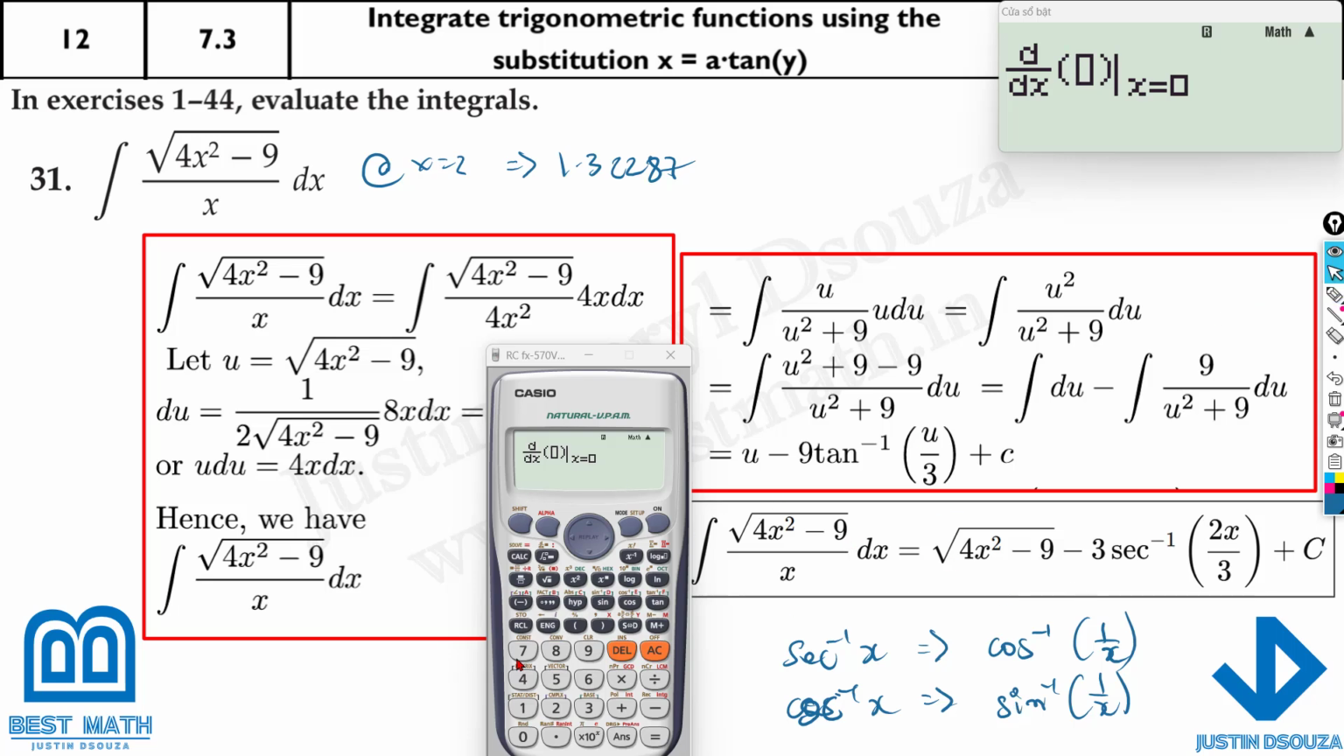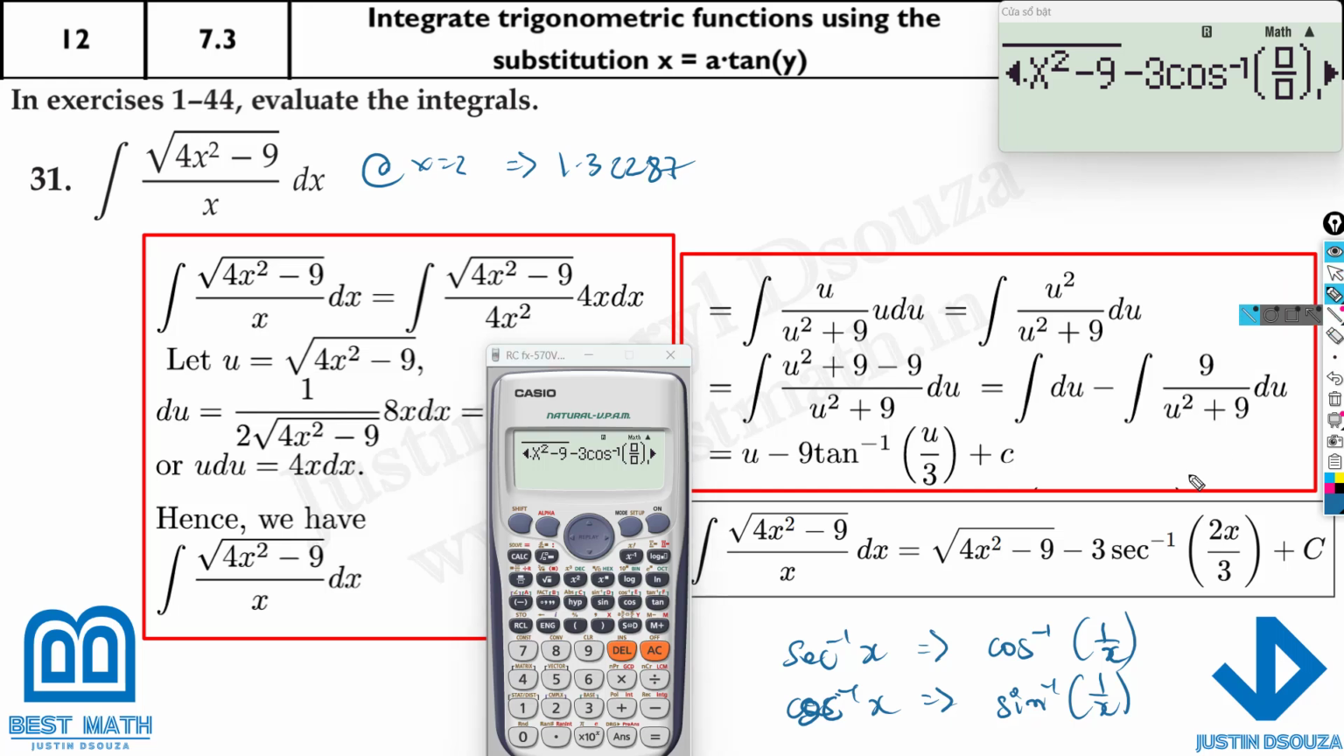Now here, the first part is pretty easy. 4x squared minus 9, done. Press next. Let's put minus 3. Now we have secant inverse. Don't put 1 by, it's directly cosine inverse. Now we write 1 by.